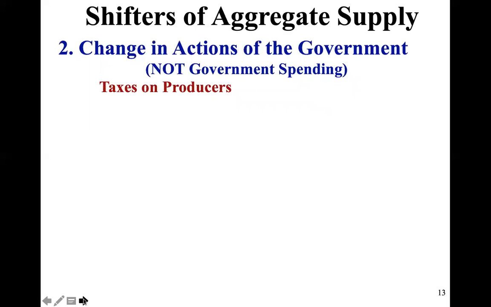The second category is actions of the government. So in the RAP acronym, A stands for actions. This is not government spending. So these are other policies of the government that are not related to government spending, because government spending is an expenditure, so it's going to shift the aggregate demand curve. Okay. Taxes on producers can also impact the aggregate supply curve. Okay. If we lower corporate taxes, that's going to increase aggregate supply, because all other things equal, instead of sending that money to the government, it's going to be used to buy fixed and variable resources to produce more.